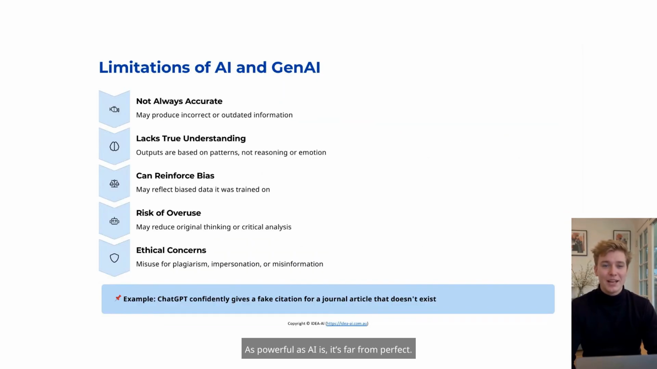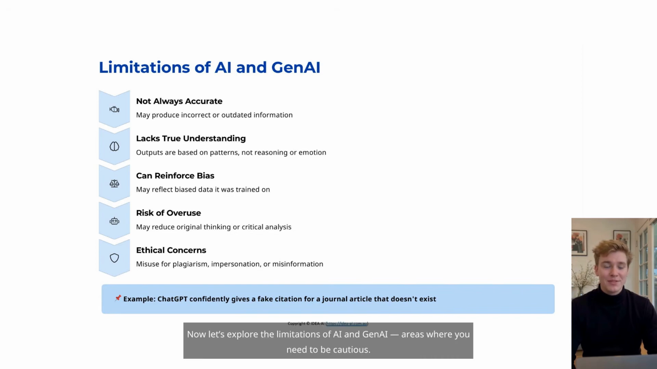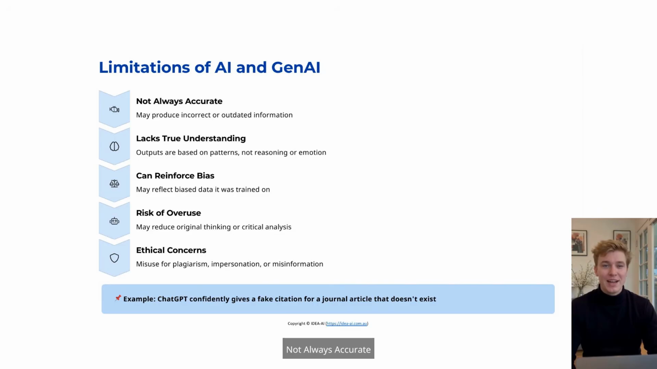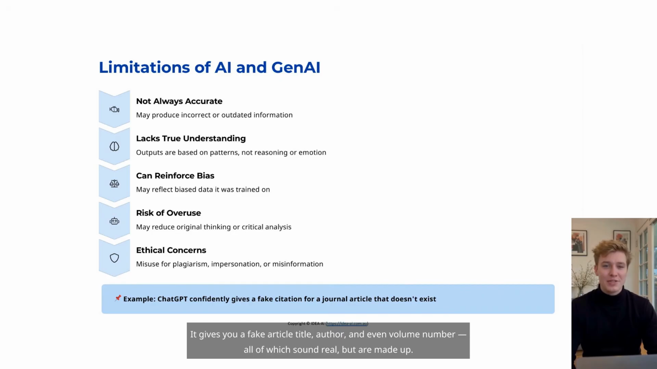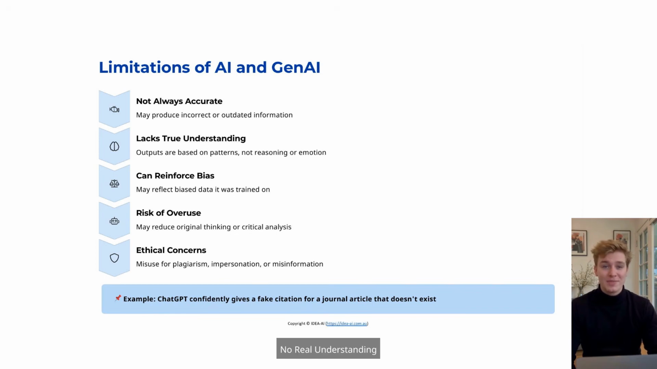As powerful as AI is, it's far from perfect. Now let's explore the limitations of AI and Gen AI, areas where you need to be cautious. Not always accurate. AI can present false facts, outdated data, or even fabricate information. It may sound confident, but it doesn't know if it's right. Example, you ask ChatGPT for a journal citation. It gives you a fake article title, author, and even volume number, all of which sound real but are made up.